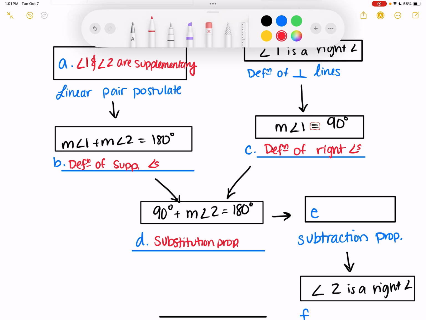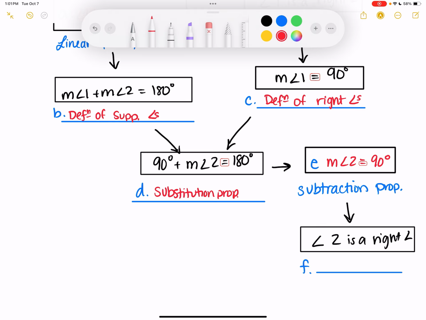So then if the next step, the reason for it is the subtraction property, what has to go in this box? The measure of angle 2 equals 90 degrees. Yep. The measure of angle 2 is equal to 90 degrees. And then following it down from there, angle 2 is a right angle. What's the reason there?